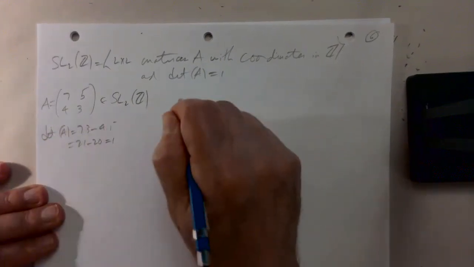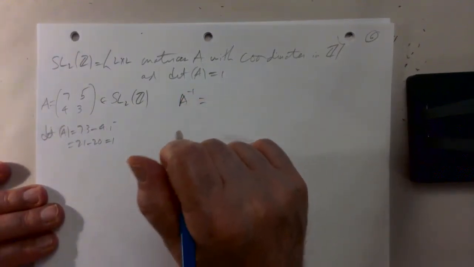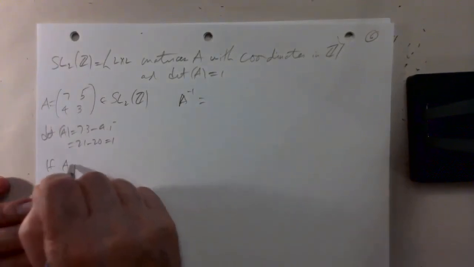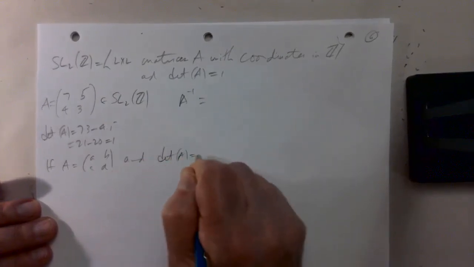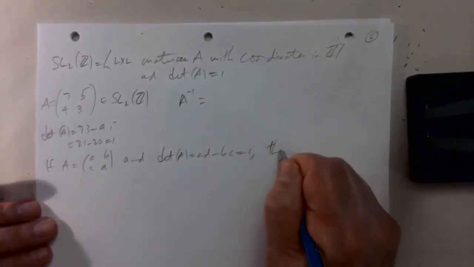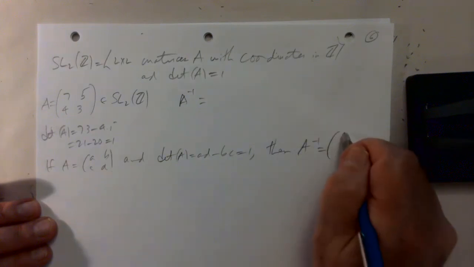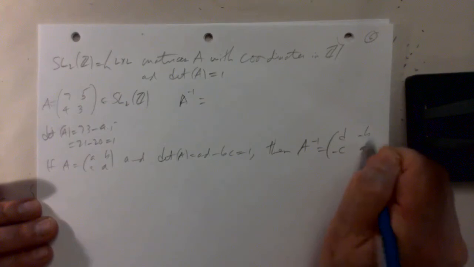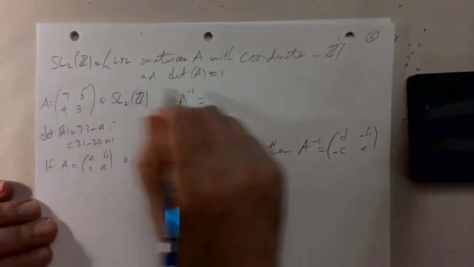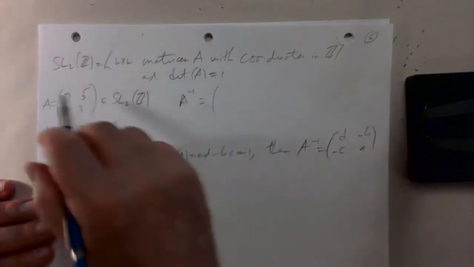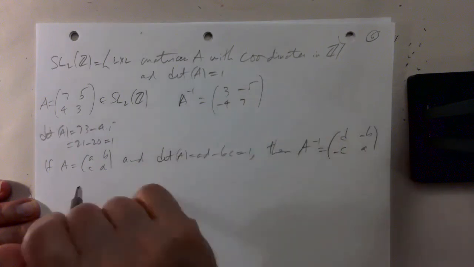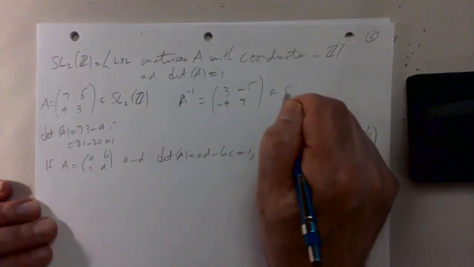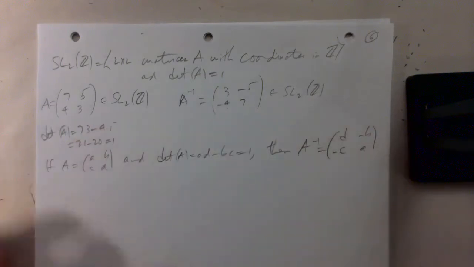And because the determinant is 1, there's a very easy formula for the inverse of the matrix. So in general, if A is (a, b, c, d), and the determinant of A, which is ad minus bc, is 1, then A inverse is (d, minus b, minus c, a). You can check. So for this matrix, the inverse, you interchange the diagonal elements and you change the sign of the off diagonal elements. This matrix also has determinant 1. And you multiply those two together and you get the identity.